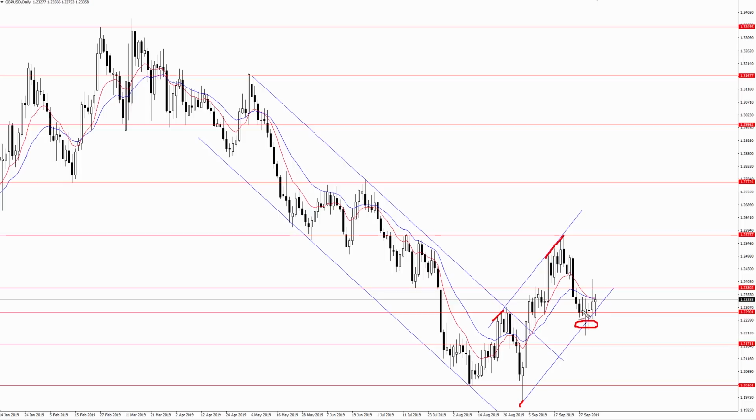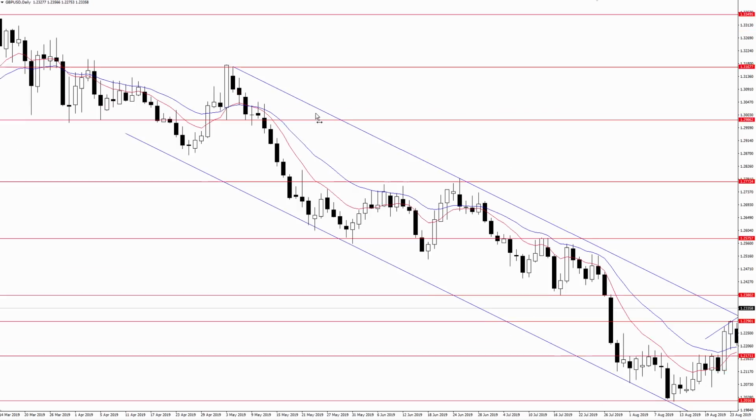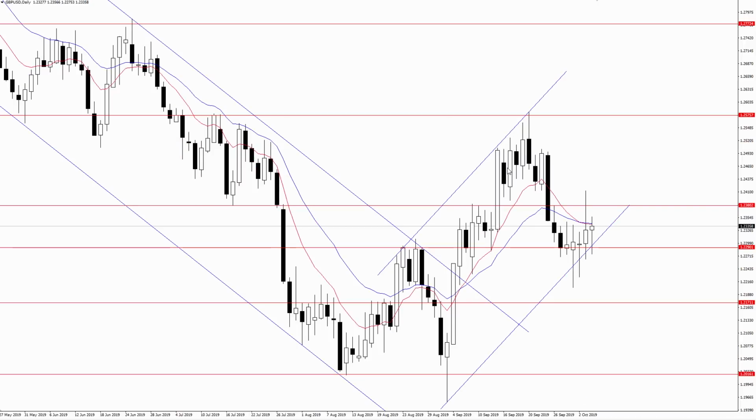So I said if we get an intraday spike below 122.90 into that 122.40 area, we could see buyers come in and prop up the pair. So notice exactly what happened. So from here, again, it's going to take a daily close above 123.80.